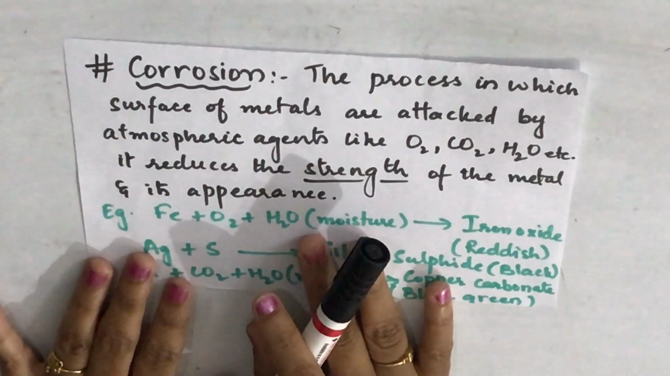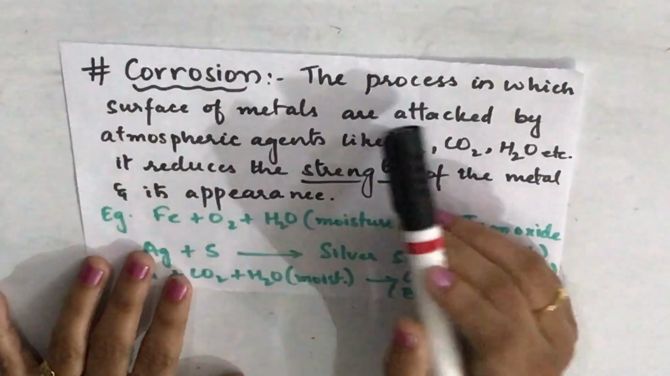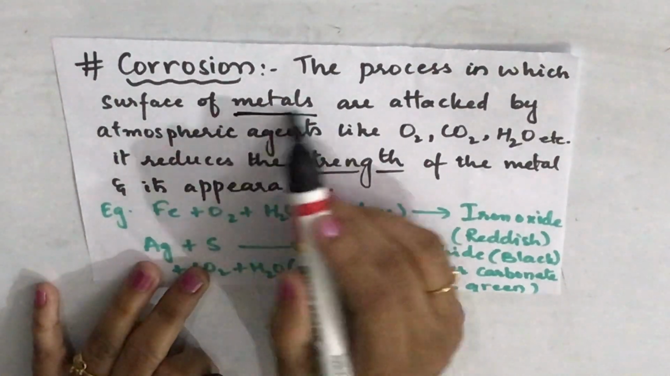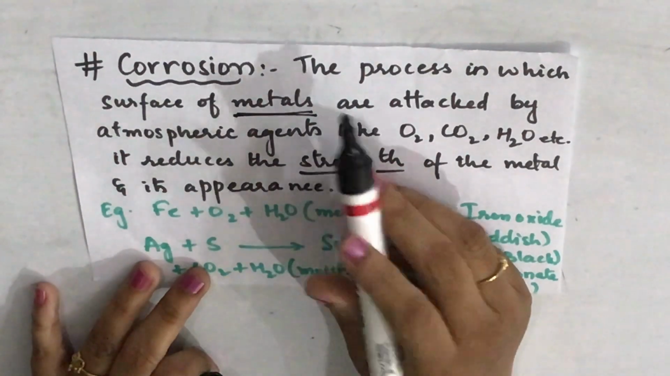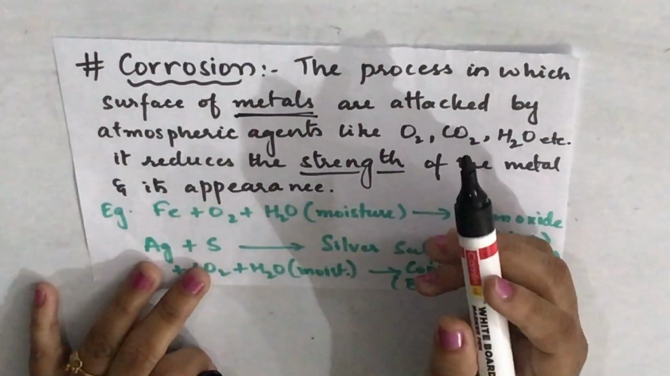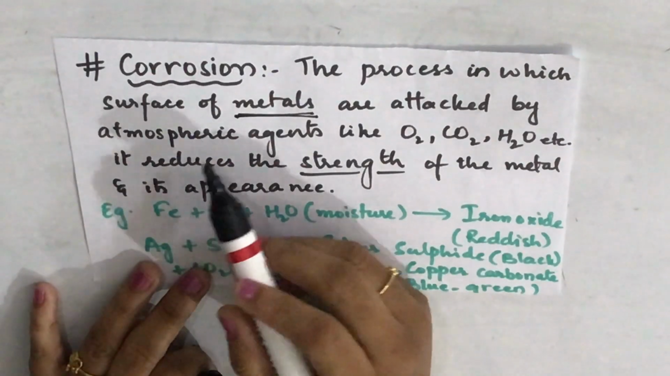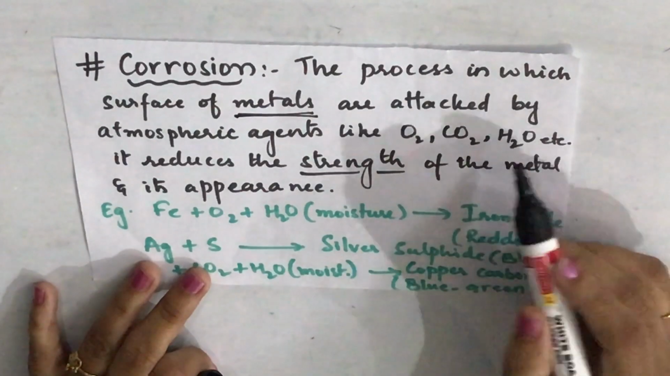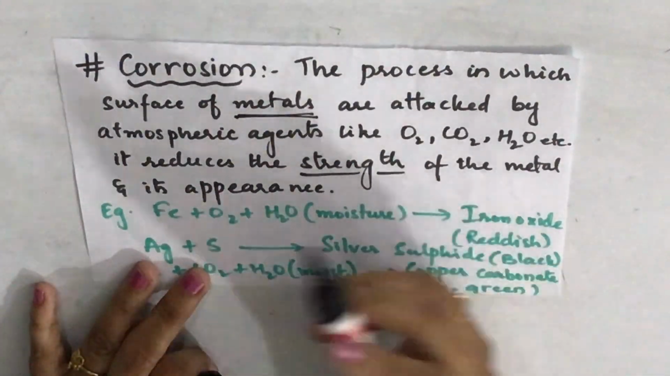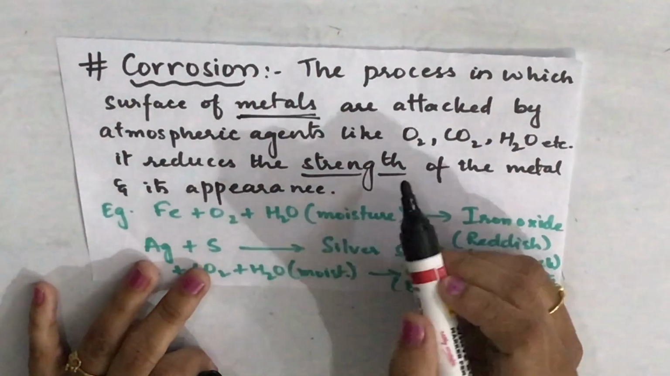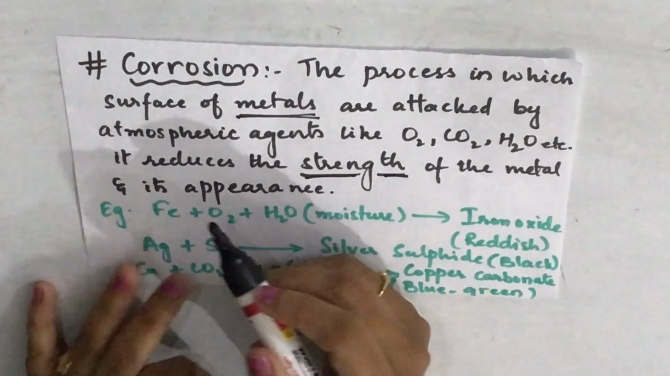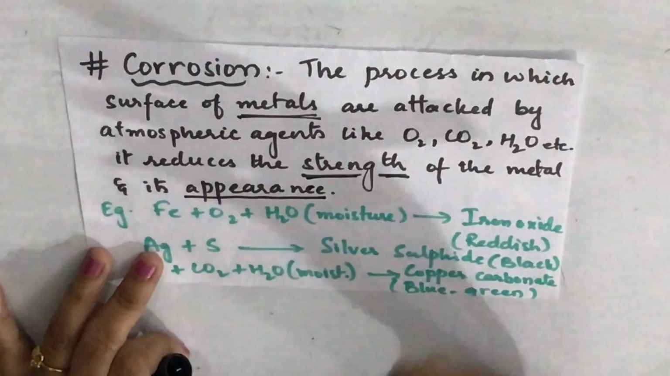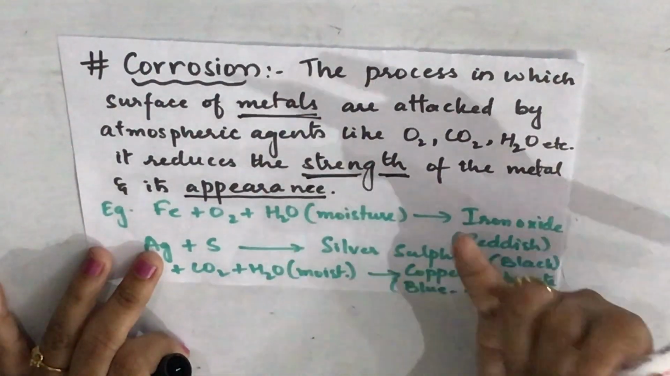All these are examples of corrosion. So let us see what exactly is corrosion. Corrosion is the process in which the surface of metals, it usually occurs only in metals because they are more reactive, is attacked by atmospheric agents like oxygen, carbon dioxide. Here water means the moisture in the air, etc. What happens to the metals? It reduces the strength, and also it will become dull in appearance. The appearance will also be affected.